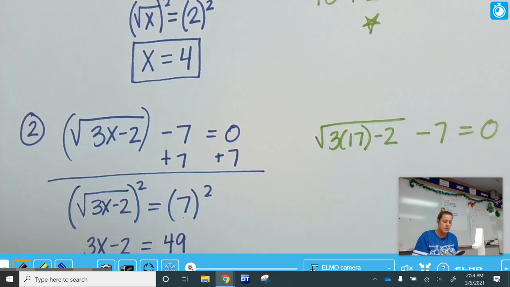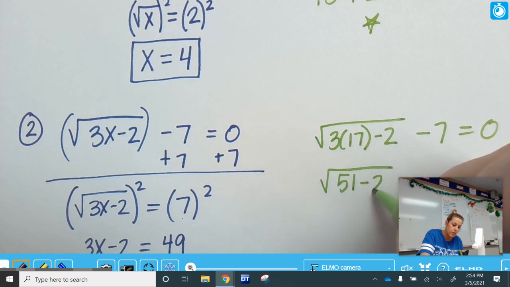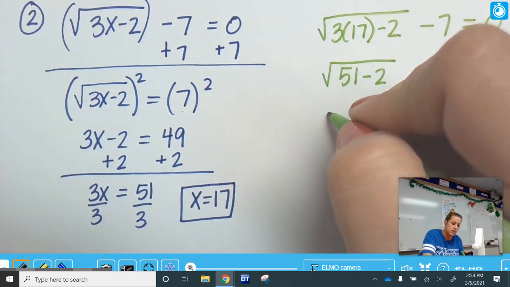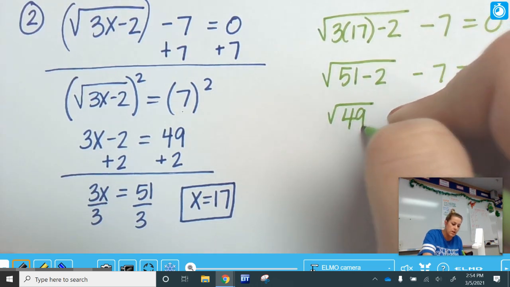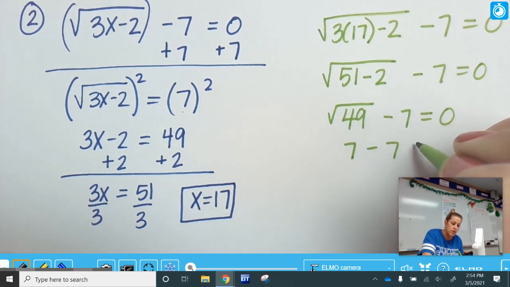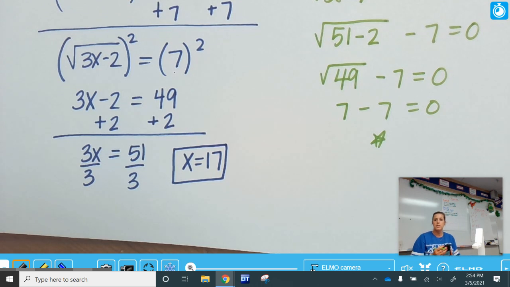Well, 3 times 17, that's going to bring us back to that 51. And 51 minus 2 is going to bring us back to that 49. Hopefully you can start to see that we are definitely going to get a 0. 7 minus 7, and that does give us a 0. Okay, so we are good. All right, I'm going to stop and let you go ahead and do a couple of the practice problems that I put down for you.